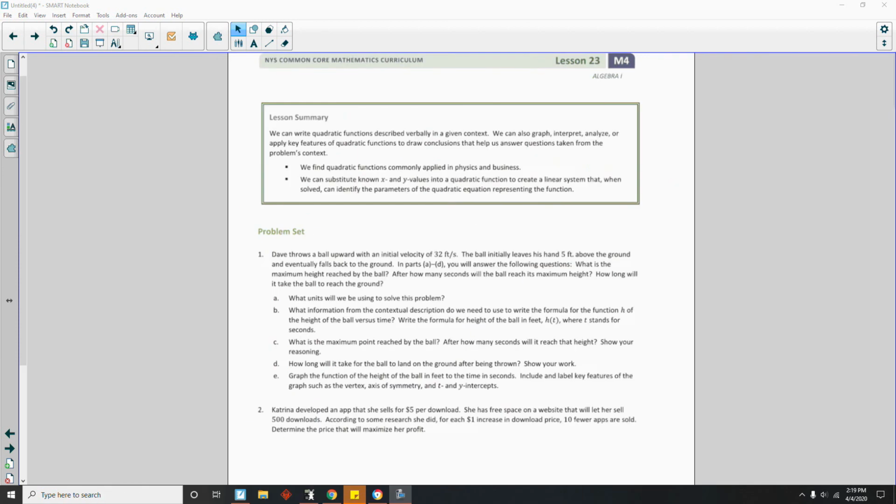Okay, page 9 brings us to the end of lesson 23. Review the lesson summary and go to your problem set.